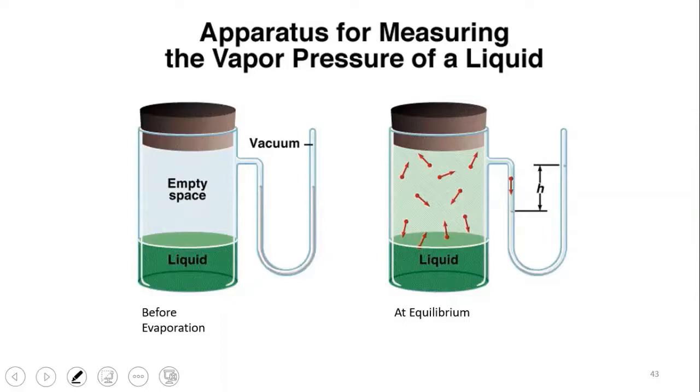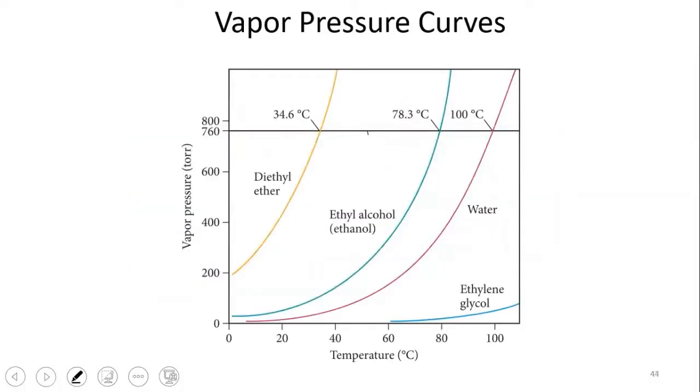Now what you do is you repeat this experiment at different temperatures and you plot the vapor pressure of the liquid at different temperatures. All right. And that's what we're going to discuss next.